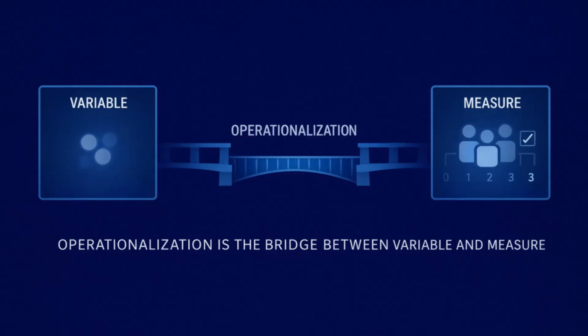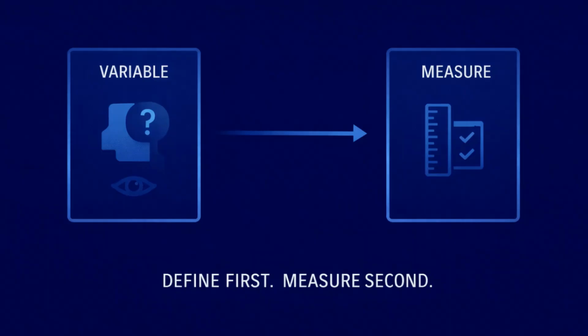Operationalization is the bridge between variables and measures. You do not move directly from a variable name to an instrument. You first clarify what the variable represents and what observable or recordable evidence of it would look like. Only then do you select or design a measure that can generate that evidence.